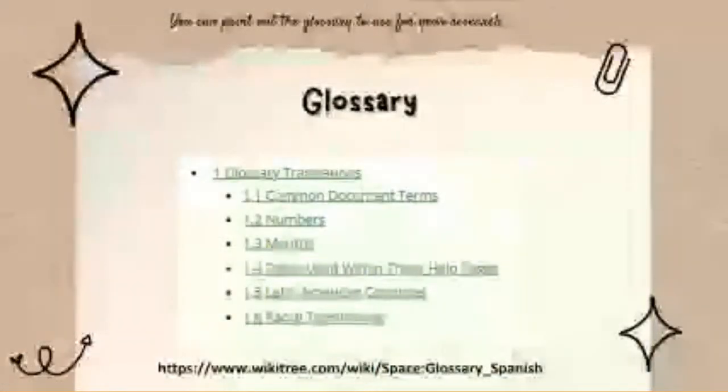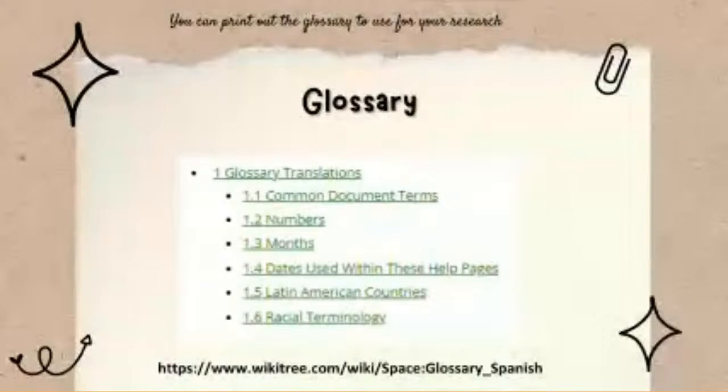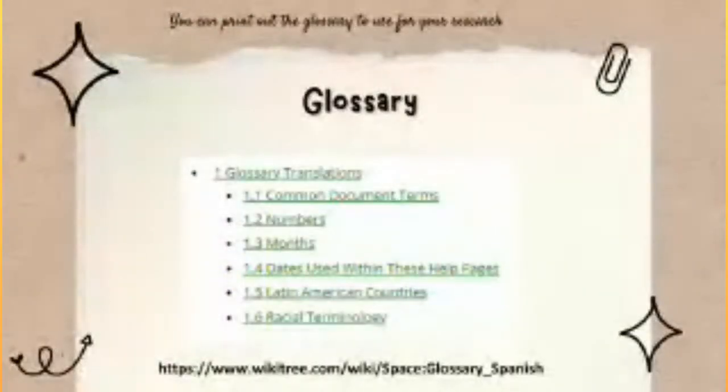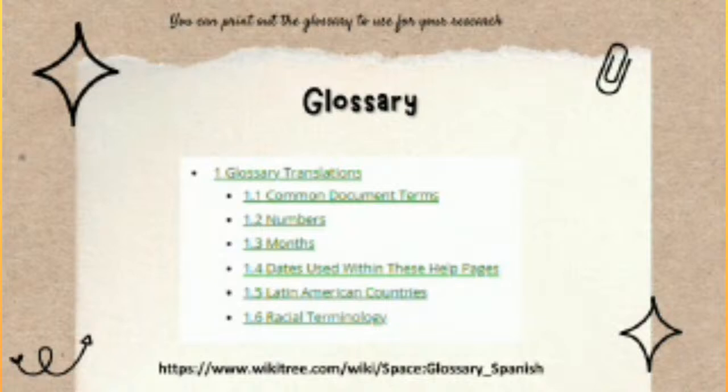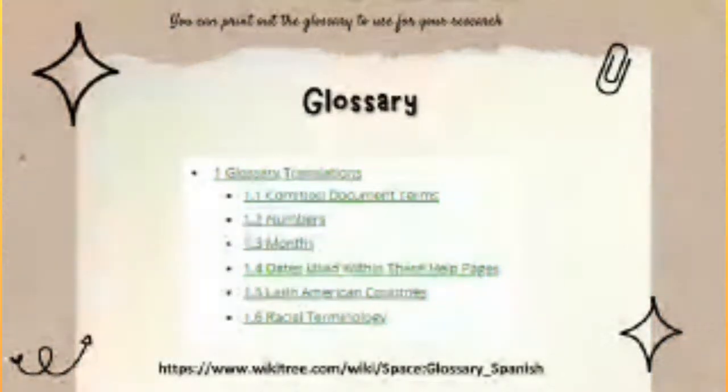At the end of the tutorial pages, you will find the glossary. This is broken out into sections. You can look specifically for common document terms, numbers, months, full dates used within these help pages, Latin American countries, and information on racial terminology.